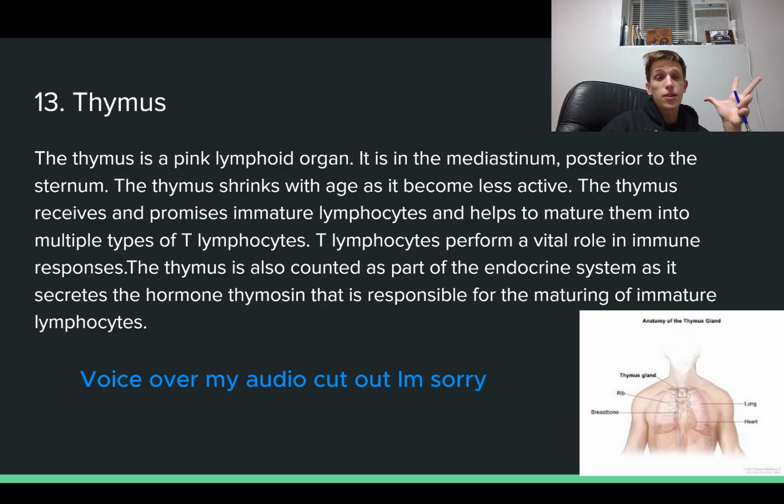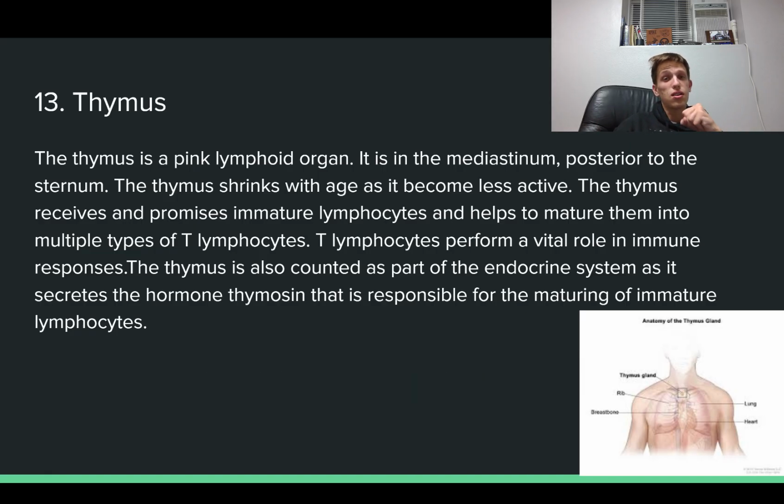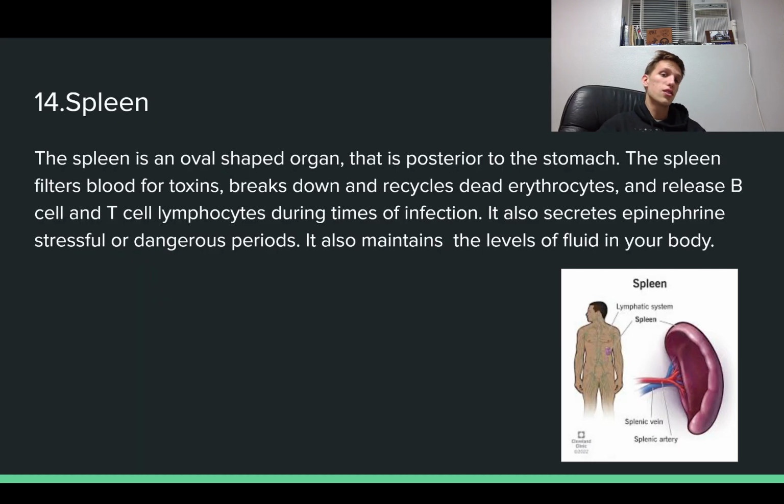The secret thymus. Thymus is a pink lymphoid organ. It's found in the mediastinum and it is posterior to your sternum. The thymus shrinks as you age. This is because it becomes less active. The thymus matures lymphocytes and makes them into something called T lymphocytes. T lymphocytes are extraordinarily important to your immune system and immune responses. The thymus is counted as part of the endocrine system too, as it secretes the hormone thymosin, which is responsible for maturing immunocytes.